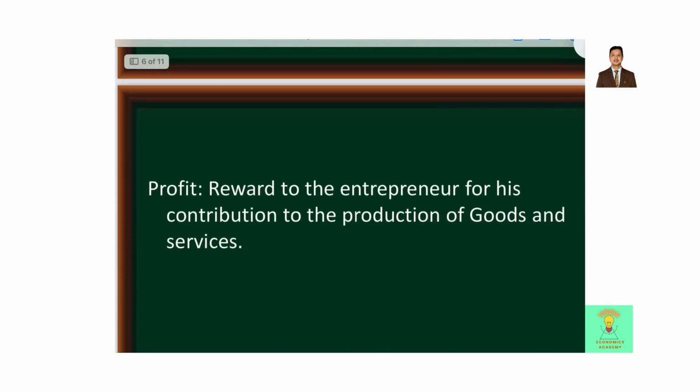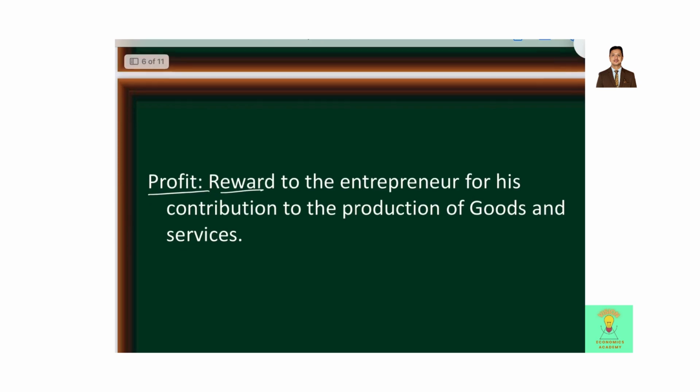The next one is the profit. Now we all know what profit is. Profit is the income earned by an entrepreneur for organizing resources, land, labor, capital, etc., and taking risk to produce the goods and services. So profit is the reward, or the income earned by an entrepreneur for all the work that he does in organizing all the resources and making products.